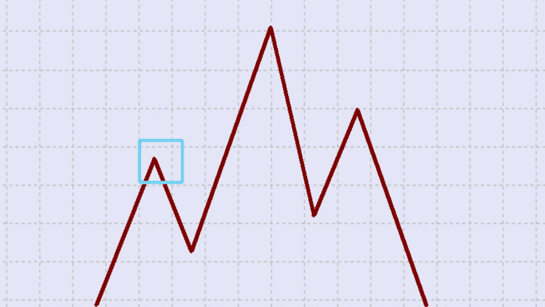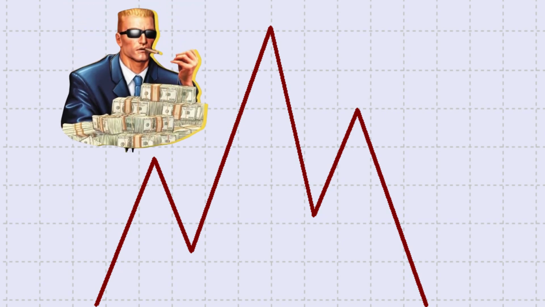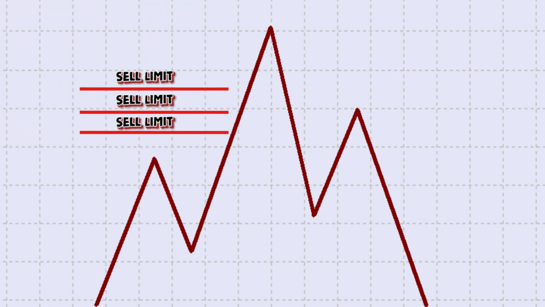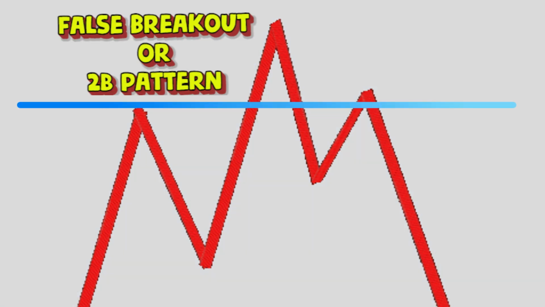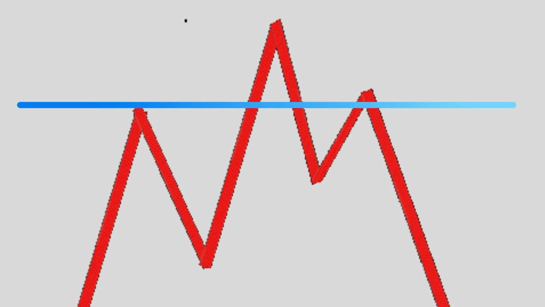Retail traders perceive this as a reversal attempt and open their positions to sell, placing their stop orders behind the nearest top. A major player knows about this, and in order to fully complete his position, places his pending sell orders above the nearest high. I call this place the first seller's zone for sales and the first buyer's zone for purchases. Some call this a false breakout or 2B pattern. There are many terms, but the meaning is the same.